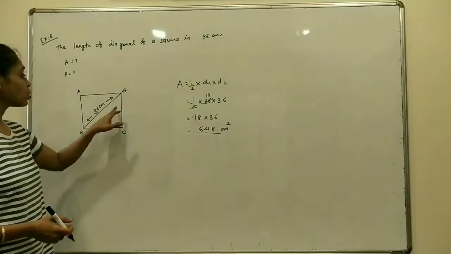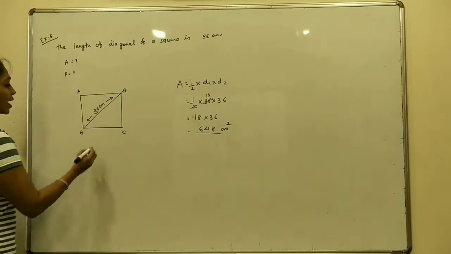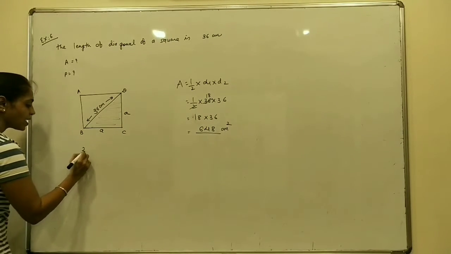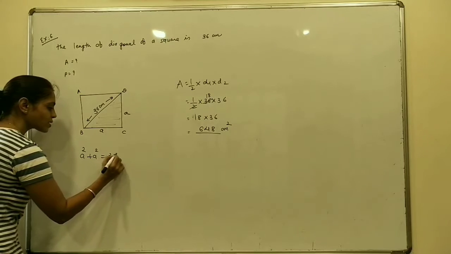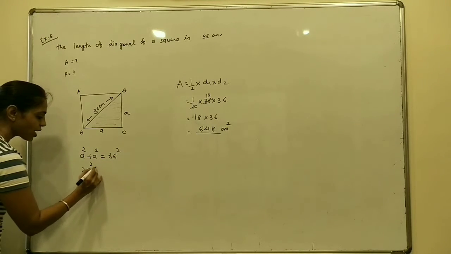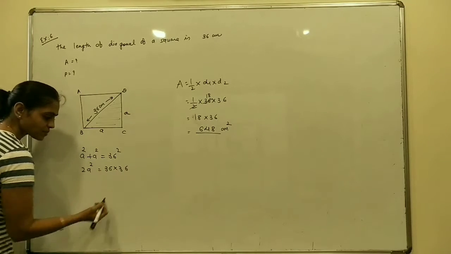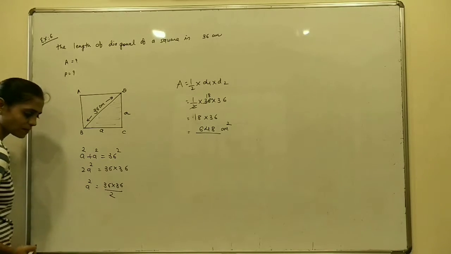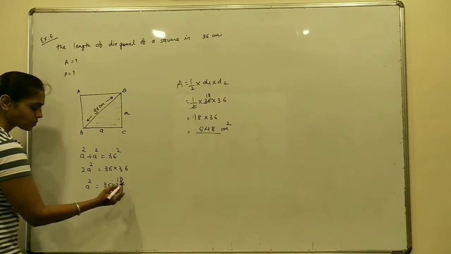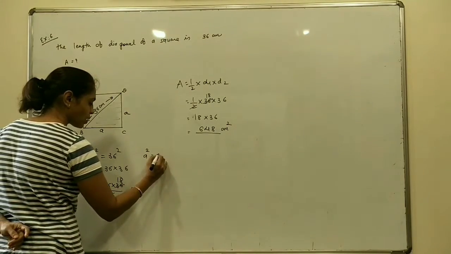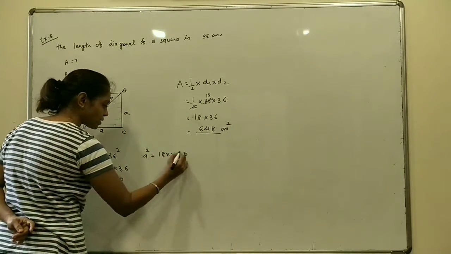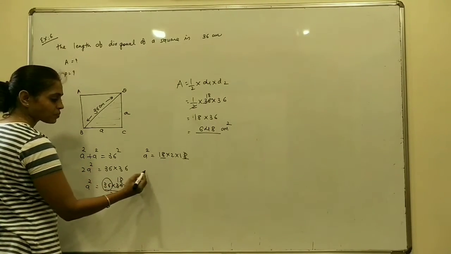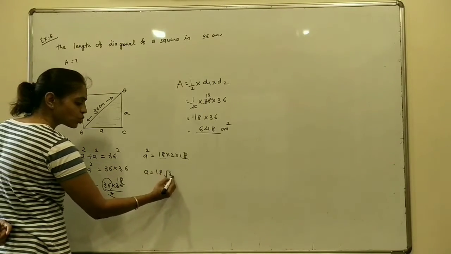Now for the perimeter, you compulsorily have to find the side. So let the side be A and apply Pythagoras theorem. A square plus A square is 36 the whole square. That is 2A square is equal to 36 into 36. So A square is equal to 36 into 36 by 2, that is 18 into 2 into 18. So A is 18 root 2.